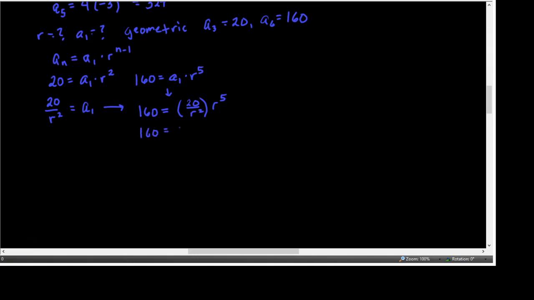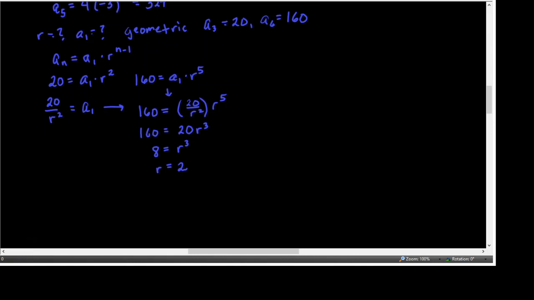R to the fifth divided by r squared leaves r cubed. Then dividing both sides by 20 leaves 8 to be equal to r cubed. And then taking the cube root of both sides, the principal answer for that is 2. We wouldn't be interested in the other two answers because they're complex non-real solutions, and we're generally looking for only the ones that are real numbers. All right, anyhow, so r would be 2.